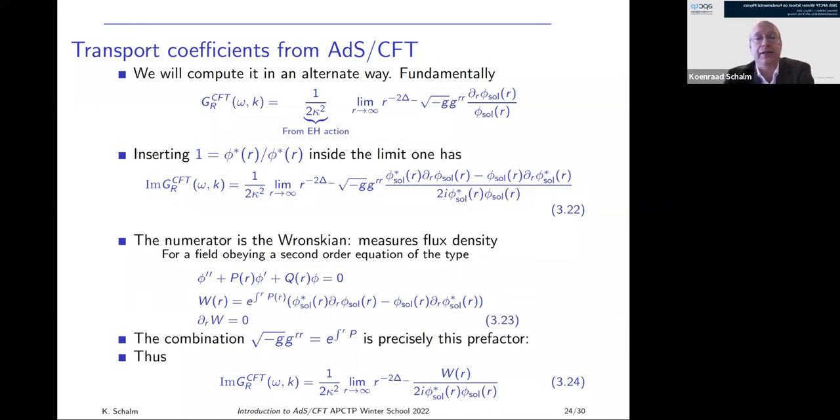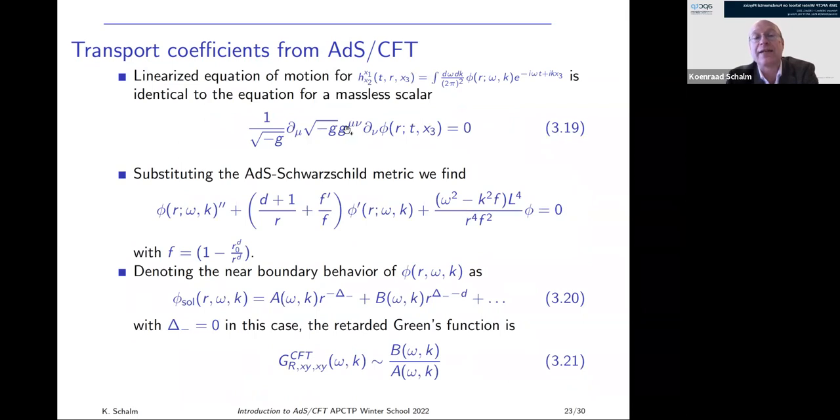Now, what is associated with this flux density is a conservation equation. So if you have a field obeying a second order differential equation of the following type, the Wronskian itself is not conserved, but e to the p of this Wronskian, or actually more appropriately, the Wronskian times e to the p of this mixed derivative term, is the object that is conserved. Now, I'm not going to state it for you, but it's not so difficult to see that the combination square root of minus g g^rr is precisely the prefactor that is associated with the equation of motion for this massless scalar field, right? Here you see it in essence already.